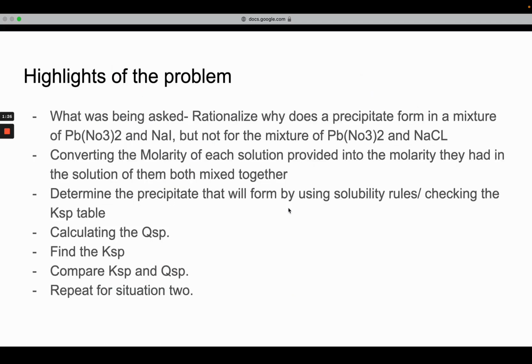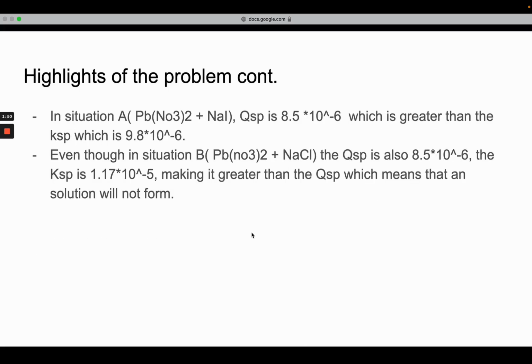What is being asked of us is to rationalize why a precipitate forms in a mixture of lead 2 nitrate and sodium iodide, but not in a mixture of lead 2 nitrate and NaCl. And how you solve the problem is you convert the molarity of each solution provided into the molarity they had in a solution of both of them mixed together. Then you determine the precipitate that will form by using the solubility rules or checking the KSP table. You calculate the QSP, then you find the KSP, and you compare them. And then you repeat for the other situation.